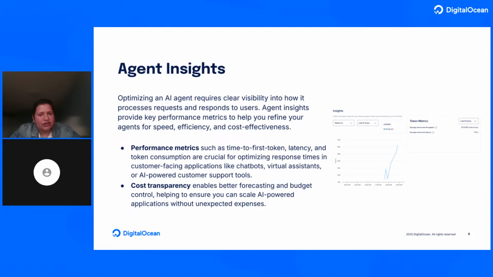We also introduced agents insights. Right now, you can look at the performance metrics and cost transparency as part of agents insights, which means how the agent is using tokens, what's the speed, and how you are being billed for what you're using. We are going to be enriching it with more detailed insights as we move forward. It's available today and you can use it as you create your agents.